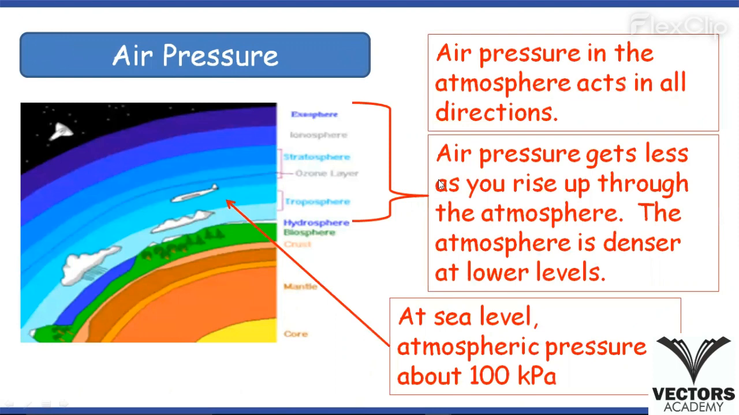Air pressure. Air pressure in the atmosphere acts in all directions. Air pressure gets less as you rise up through the atmosphere. The atmosphere is denser at lower levels. At sea level, the atmospheric pressure is about 100 kilopascals.